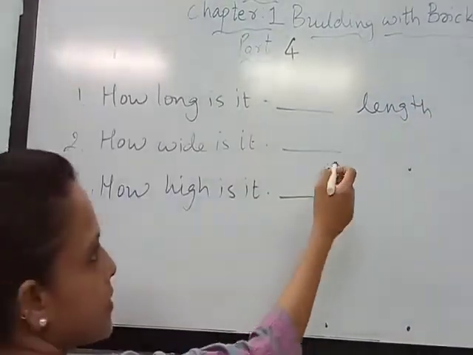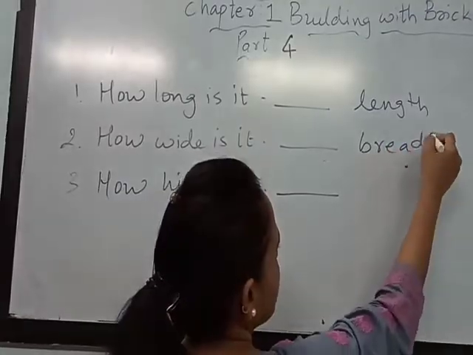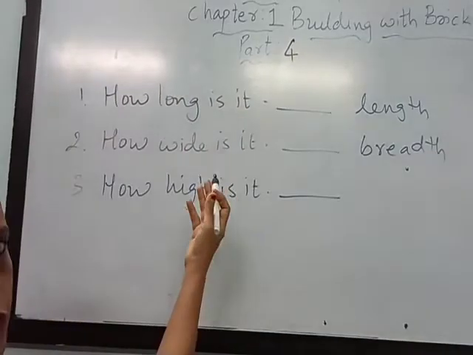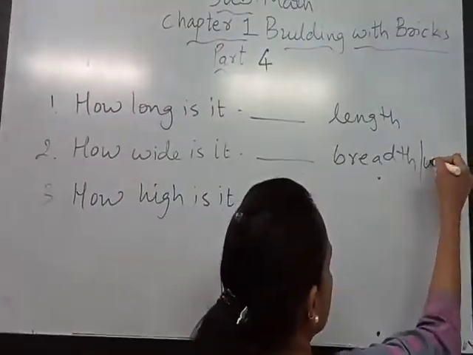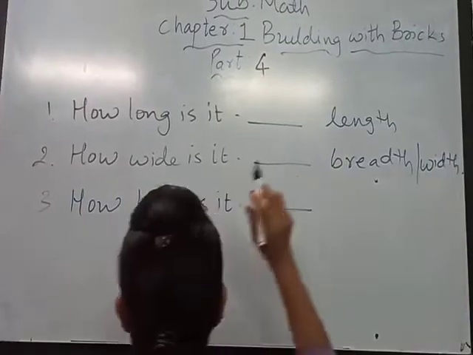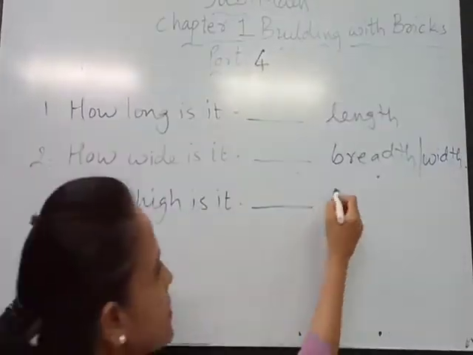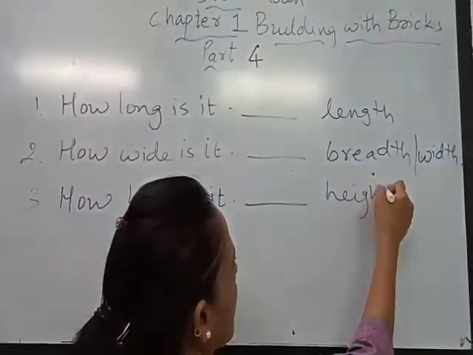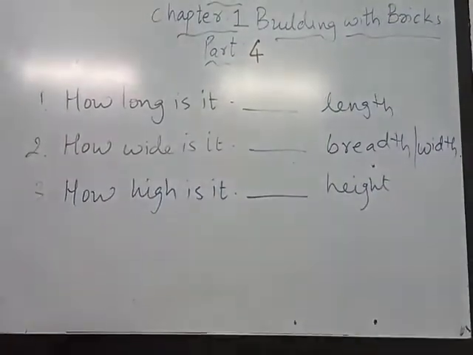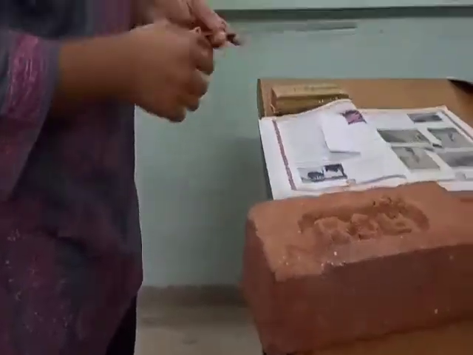How wide is it? That means its breadth, or width; we can call it width also. And how high is it? That means its height, right? Now, how long is it? Observe carefully now. I am measuring all the dimensions: length, breadth and height.